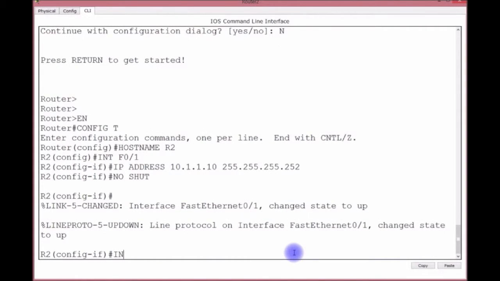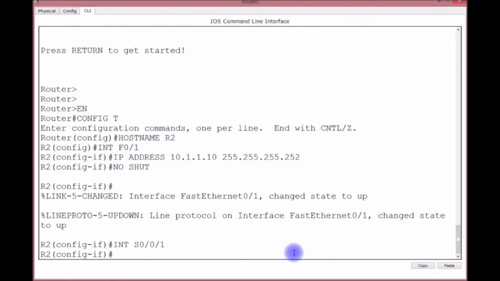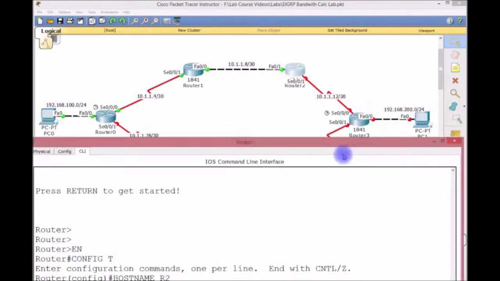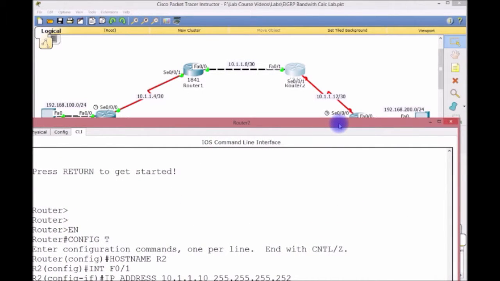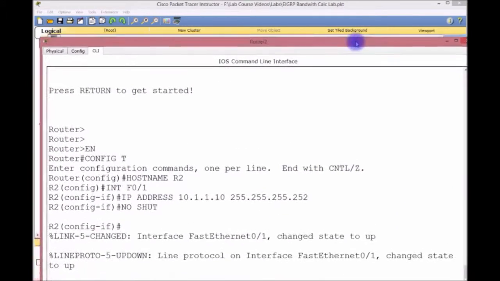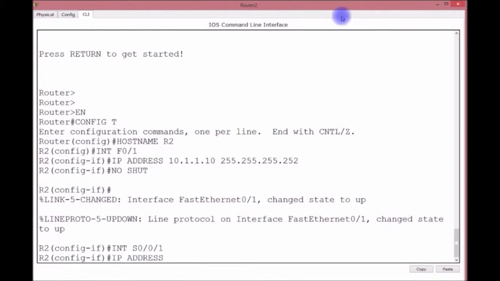Outstanding. And now we go int S0/0/1, and the IP address there. See, we had the 8, now it's the 10, so this would be either 11. Yes. This is, oh, it's a 12. Sorry, 9, 10, 11 broadcast. 12 network, 13. This is the 13. Okay. 10.1.1.13.